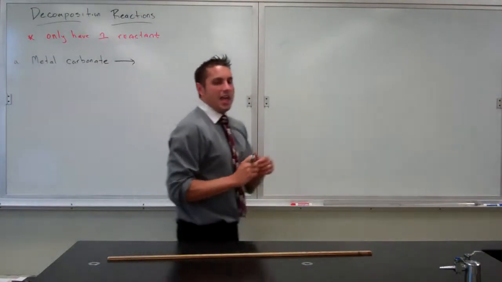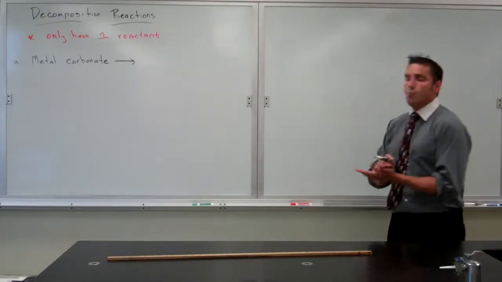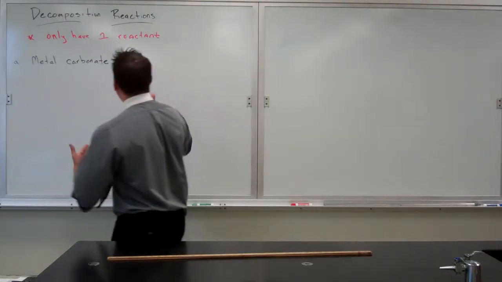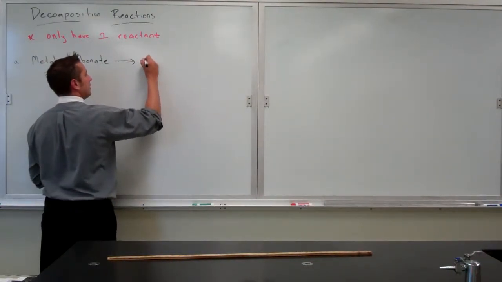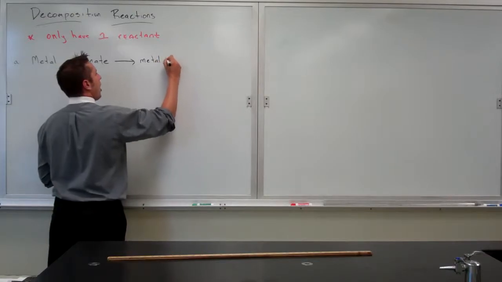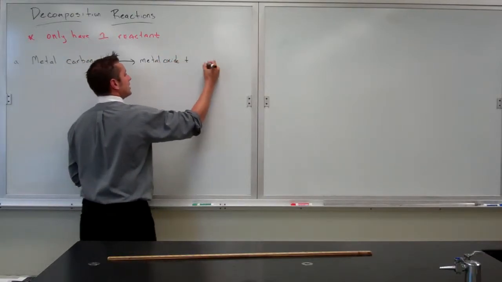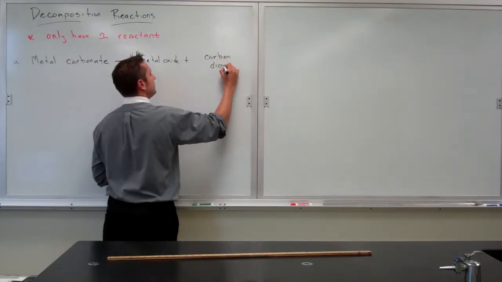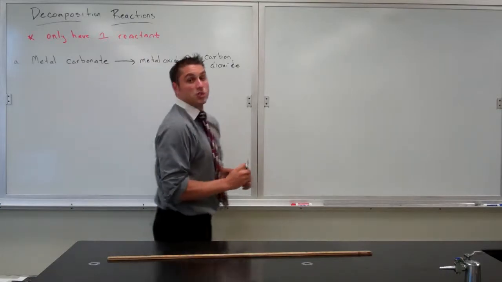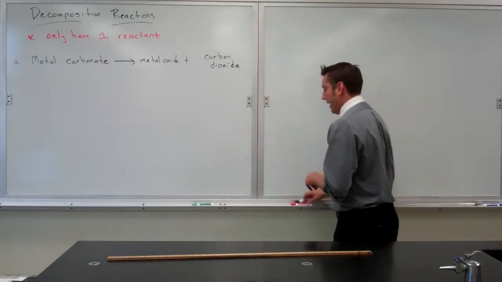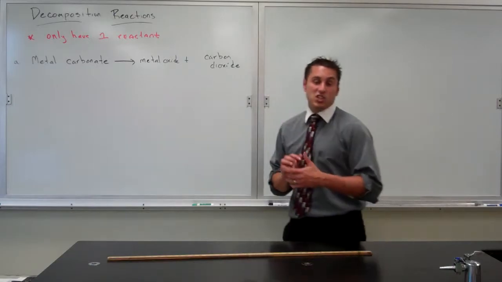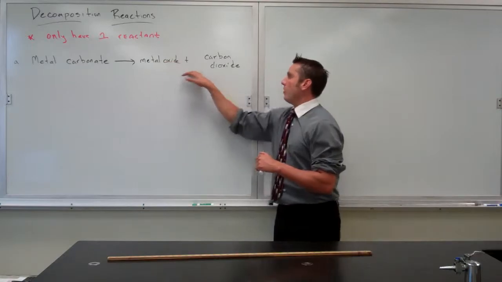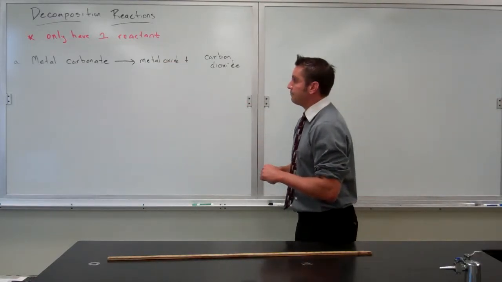And the idea behind a metal carbonate is that every single metal carbonate breaks apart in the same fashion. It always breaks apart into a metal oxide plus carbon dioxide. So as soon as I spot a metal carbonate, I know right away that if that's the only reactant, all it can do is break apart into a metal oxide plus carbon dioxide.